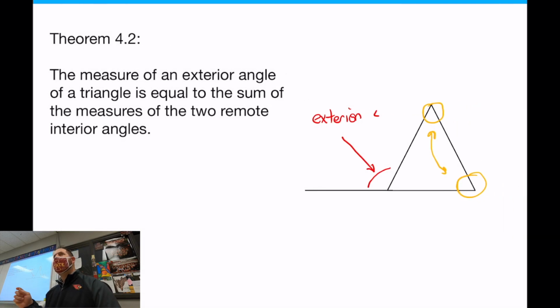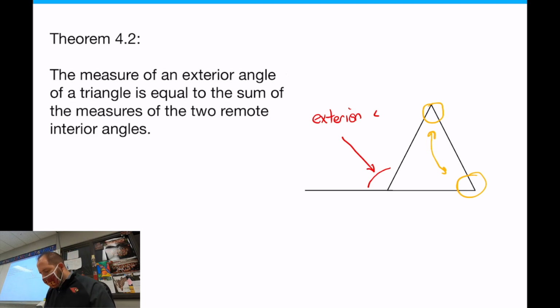4-2 is the new one we did Wednesday and Thursday. We even talked about this one yesterday. The exterior angle is equal to the two remote angles added together. On this picture, the exterior one is on the outside, and the two remote, or the two on the inside that are not touching it, are the remote interior angles. Those two added together make the exterior angle. So just make sure of that.